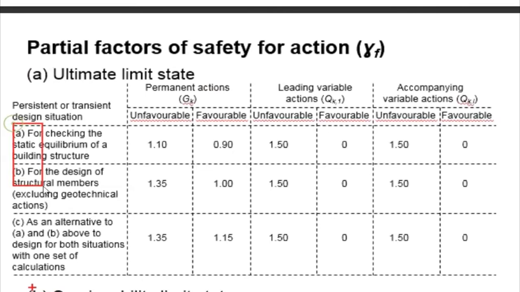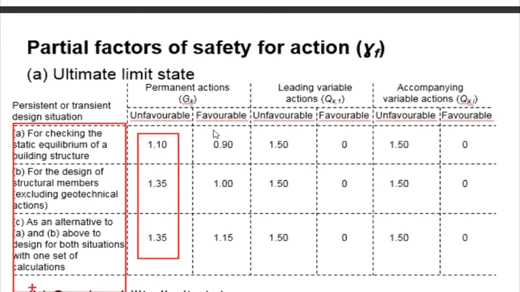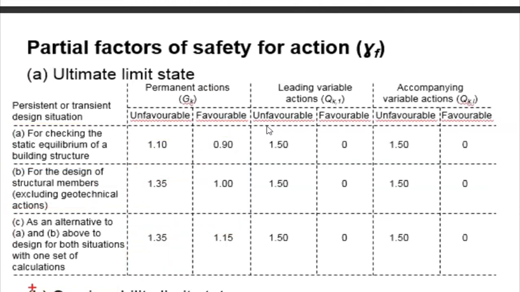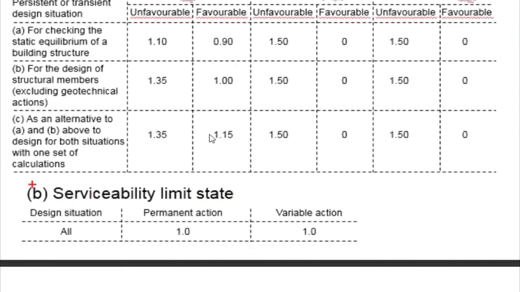For these three conditions, the permanent load or the dead load, its value is variable, it is changing. So you can look at this table. It depends on the condition. If condition B, the value is 1.35, here is 1. If condition A, 1.1, here is 0.9. If condition C, here is 1.3, here is 1.15. So look at the condition and take the appropriate value in order to design your structure.